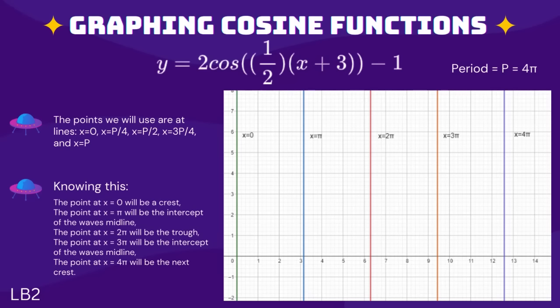Knowing this, the point at x equals 0 will be a crest, the point at x equals pi will be the intercept of the wave's midline, the point at x equals 2 pi will be the trough, the point at x equals 3 pi will be the intercept of the wave's midline, the point at x equals 4 pi will be the next crest.